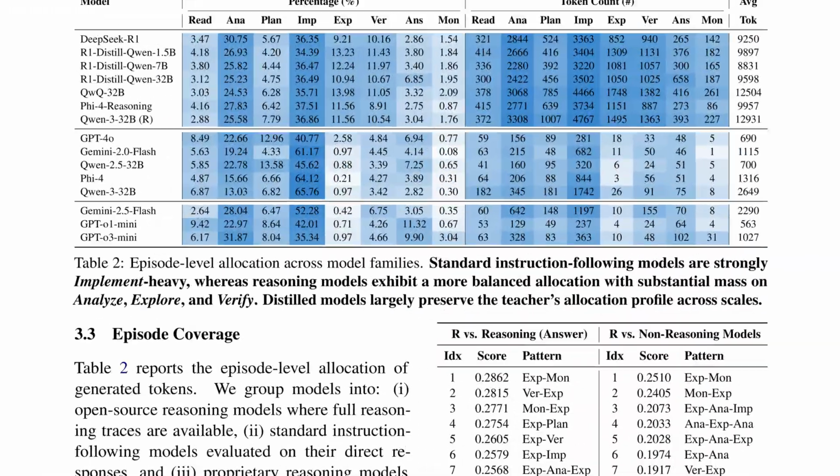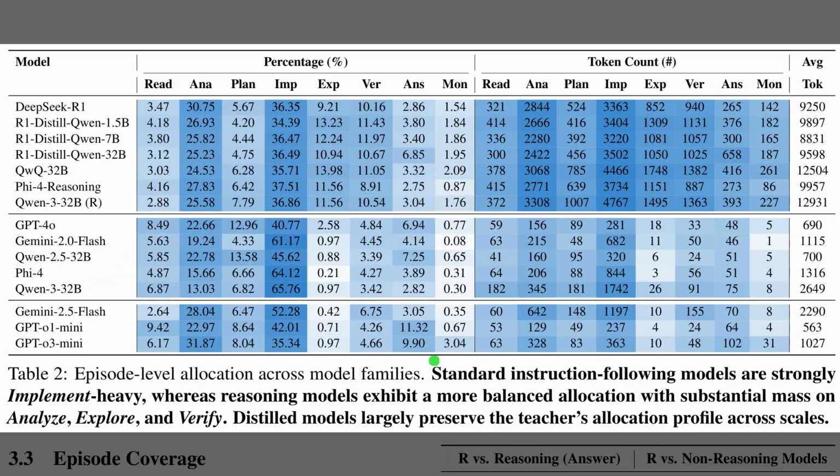Table 2 shows that models do not just differ in how long they talk, because they also differ in how they spend their token budget across episodes. The full table lists episode percentages and token counts, so darker cells mean more budget for that reasoning behavior in practice. The top block of open trace reasoning models spreads tokens across analyze, explore, and verify, while the instruction following block concentrates on implement. The distilled models stay close to the DeepSeek R1 allocation pattern.